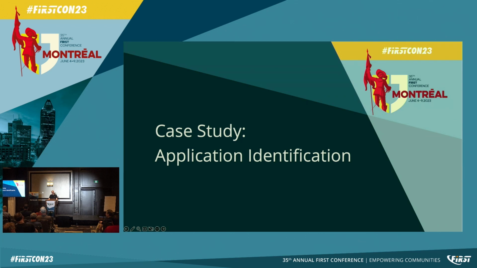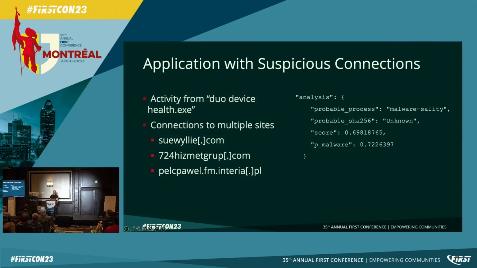Let's look at an example of how we can use some of this to see what an application is and whether or not it might be malicious. Here we see that there was an event identified by our nightly processing pipeline. In this case, suspicious activity from something purporting to be Duo device health. On our network, we use Duo for MFA and Duo device health for posture enforcement. So it's certainly likely that Duo device health could be running on our network.